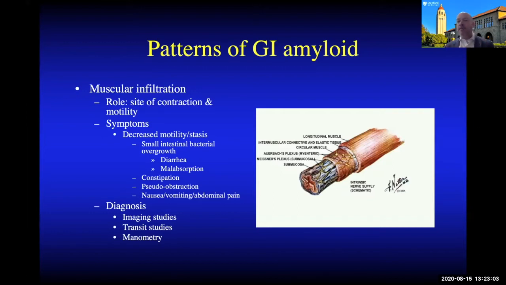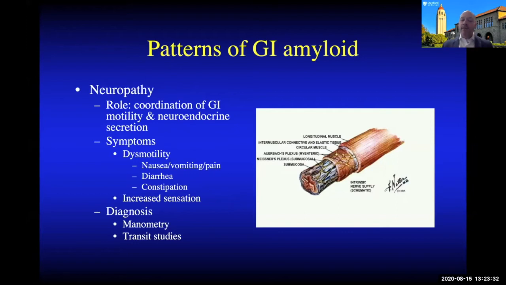And typically, this area of involvement is one that we're not going to get a good look at with biopsies because the biopsies don't affect the muscles. But we can make that determination with imaging studies if we see gut thickening, with what's referred to as transit studies, where we can look and measure the motility in the gut, and then also manometries, which are where there's a tube that has pressure sensors, and we actually can measure the contraction strength that's there.